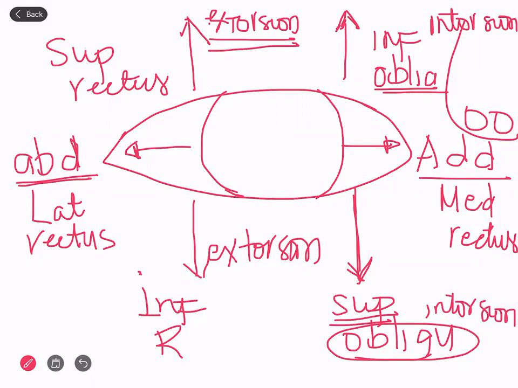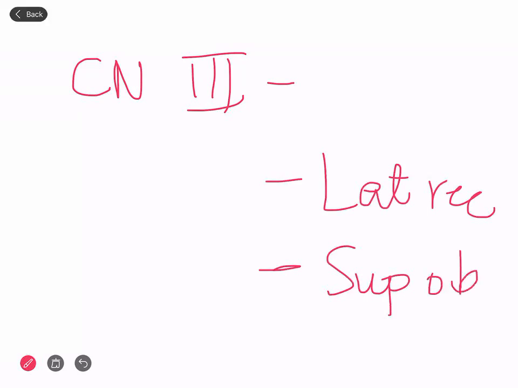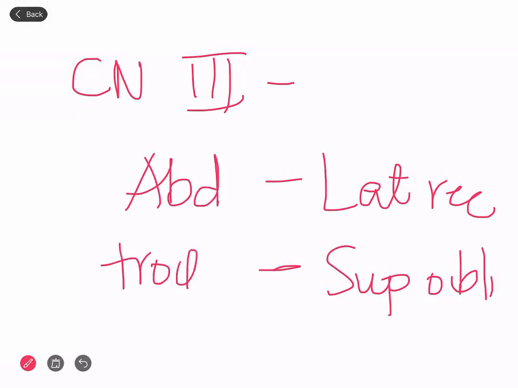So as a rule, all extraocular muscles are innervated by your cranial nerve number 3, except your lateral rectus and your superior oblique. Your lateral rectus is innervated by the abducens nerve. That's why it will cause abduction. And the superior oblique is innervated by your trochlear nerve. So always remember that.